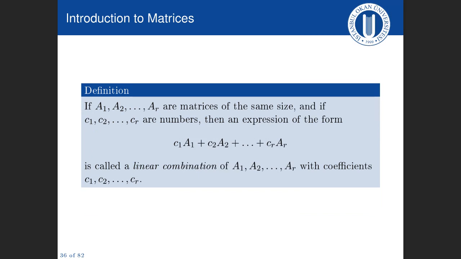If I have R matrices, A1, A2 up to AR, all of the same size, and if I have R numbers, C1, C2 up to CR, then we can write down C1A1 plus C2A2 plus C3A3 plus C4A4 plus dot dot dot plus CRAR. This is called a linear combination of our matrices. And when we do this, the numbers are called the coefficients. We'll talk about linear combinations quite a lot in this course.